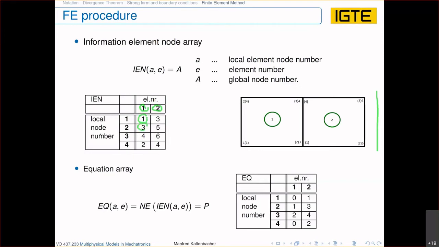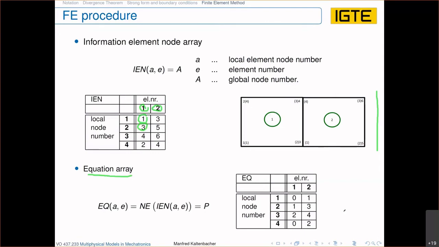So this gives you the relation between the local node numbers and the global node numbers. If you have this information, then it is also easy to get the equation number for each global node number, and that is the equation array. You go in with a local node number A and the element number. We have just elements 1 and 2.